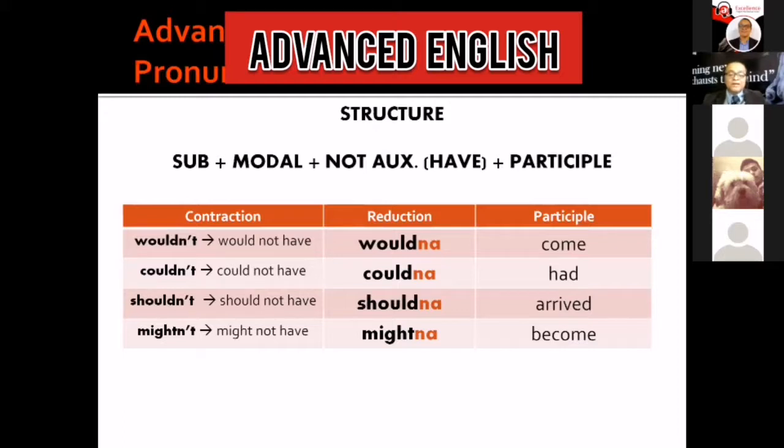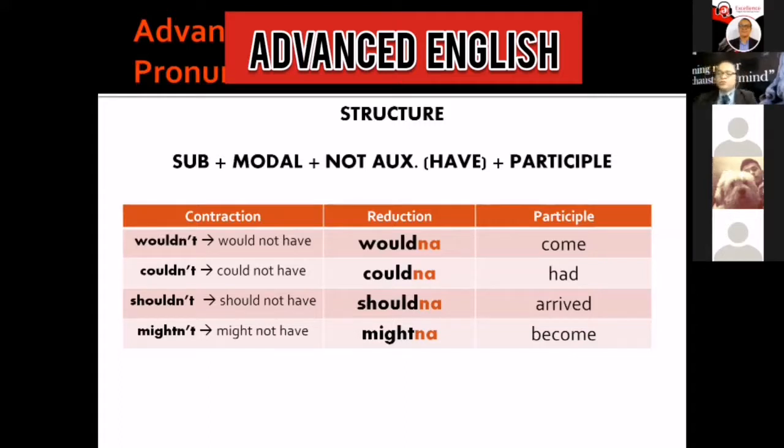Good. Now, shouldn't have. Shouldn't have come. Shouldn't have had. Shouldn't have arrived. Shouldn't have become. Mightn't have come. Mightn't have had. Mightn't have arrived. Mightn't have become.